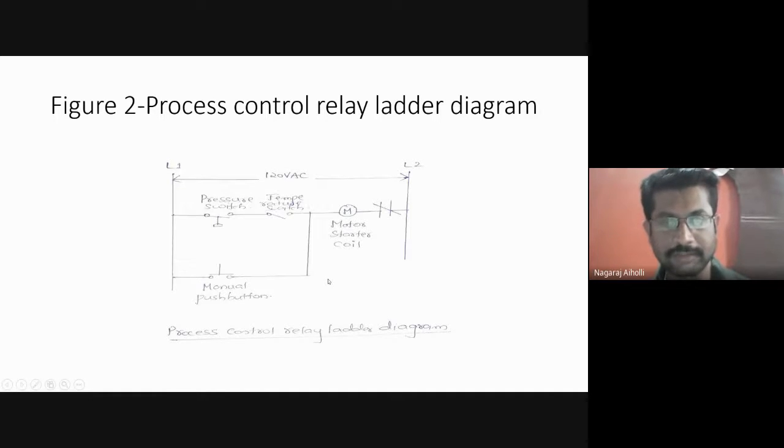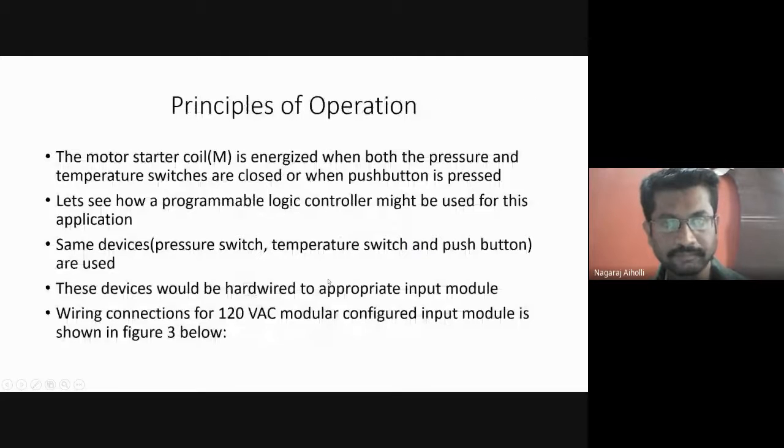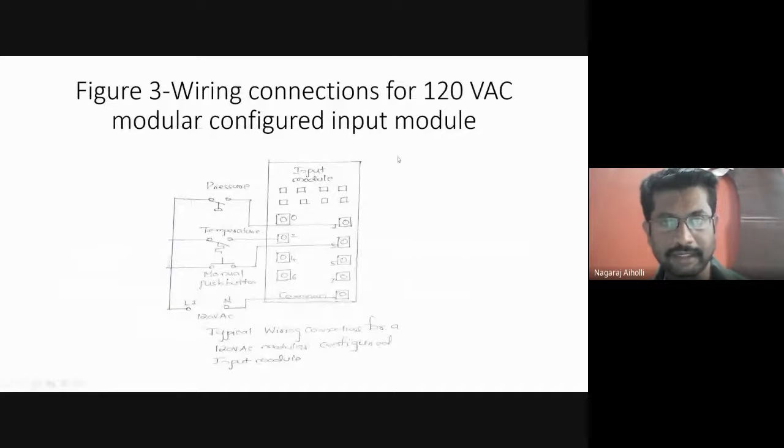The same thing is represented in the form of a ladder rung diagram. Here we are using wiring connections for the input module, where they are connected with the different sensors: pressure switch, temperature switch, then the manual push button, then the line voltage, which are connected to the various terminals of the input module. These input module terminals may be many in number. There may be 4 or 8 or 12 or 16, or they may be larger in number also. We have seen that.